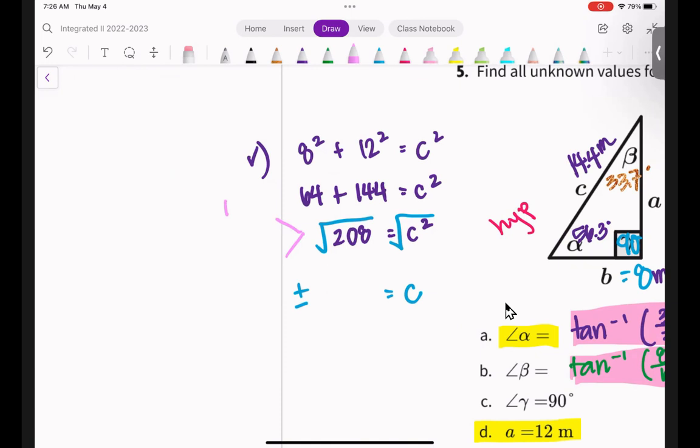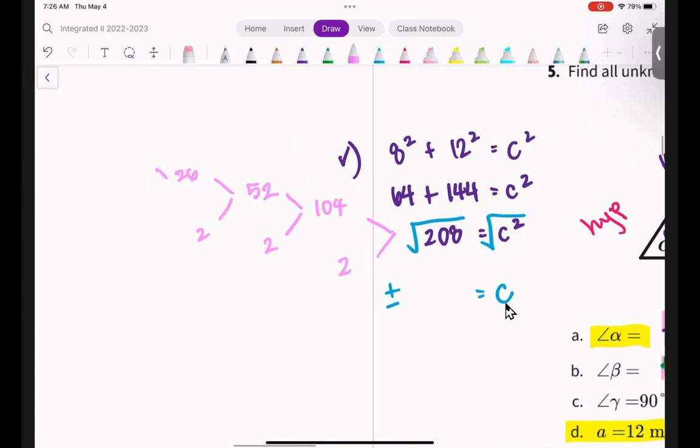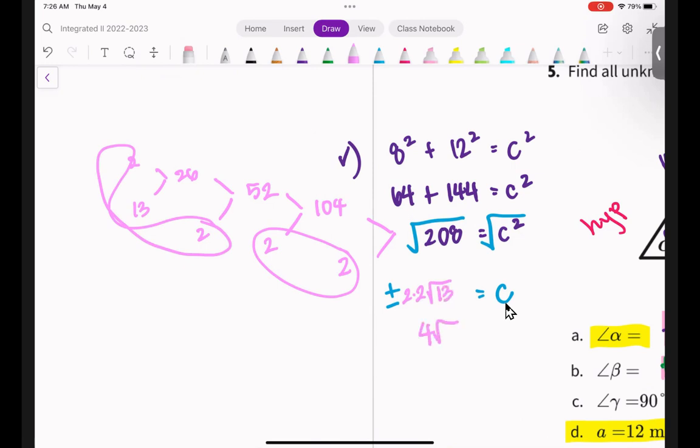This is what, 104 and 2, and this is 50, oops, not 52, 52 and 2, and then this is 26 and 2, and this is, sorry, I should have thought about a better number, but that's okay. And then that's stuck. So I got a pair of twos, oops, didn't circle that right. So I got 2 times 2 root 13. So that's 4 root 13. That's my exact answer for C.